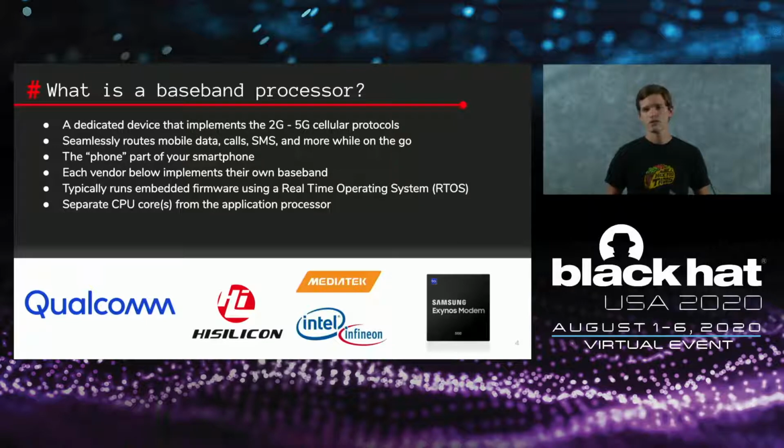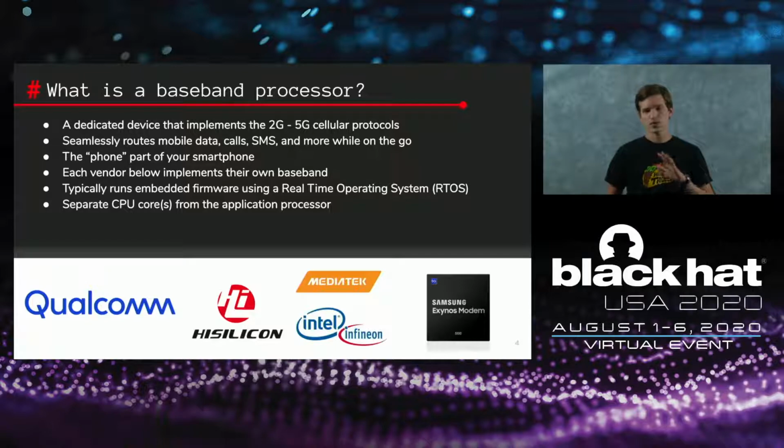So before we get really deep into the weeds, let's make sure everyone's on the same page. I want everyone to know what a baseband processor is. It's effectively a dedicated device that is implementing the 2 through 5G cellular protocols. This pretty much allows you to walk outside of your house without a Wi-Fi connection and be able to get data, calls, SMS, and the like. And it really is the phone part of your smartphone.